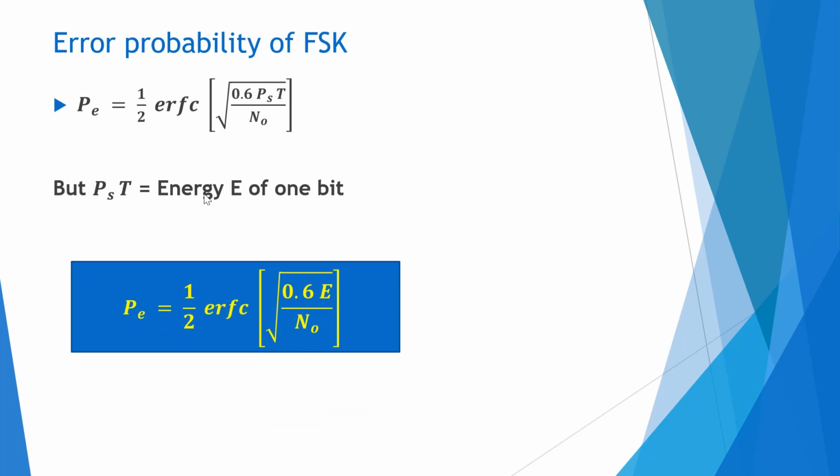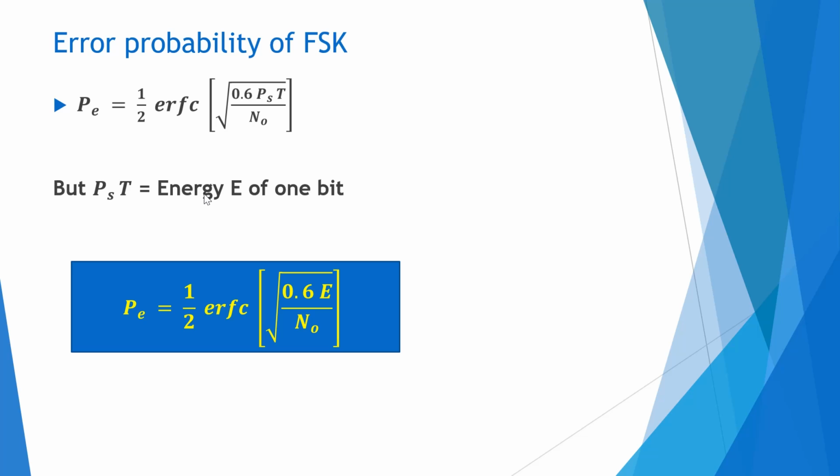So we can write this as half of ERFC of the root of 0.6 E divided by NO. This is the required expression for the bit error probability of BFSK when a matched filter is used for the detection.